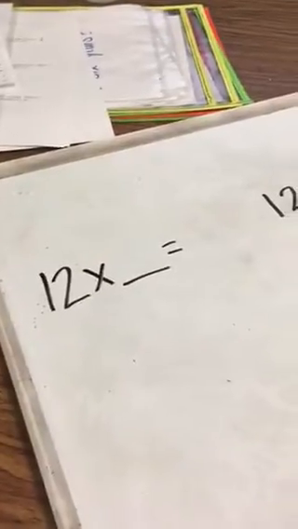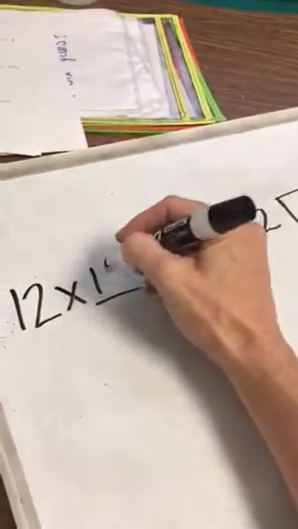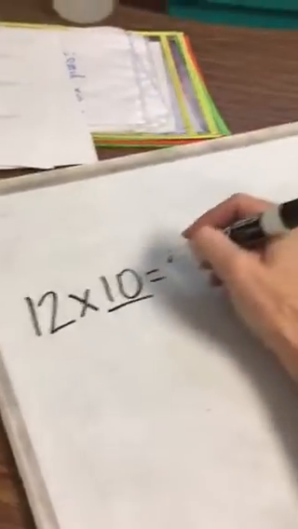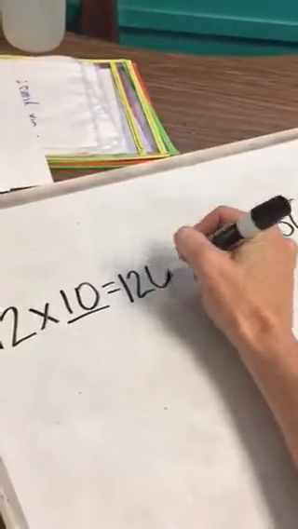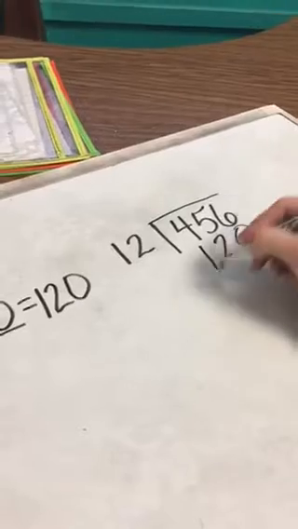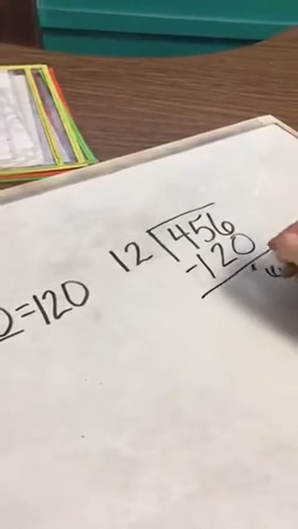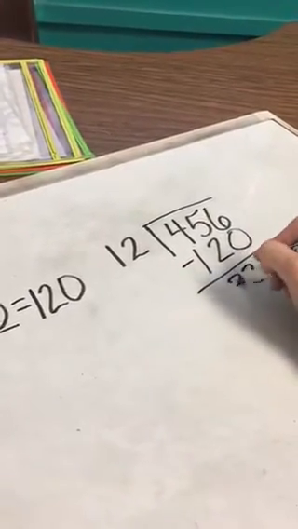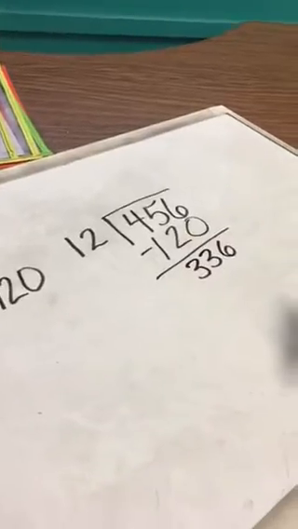So we learned today that you can use multiples of 10. So we said, okay, so let's do 10. Well, I know for sure in my head I can figure out that's quickly 120. So I would subtract 120. And this is what I would have left.